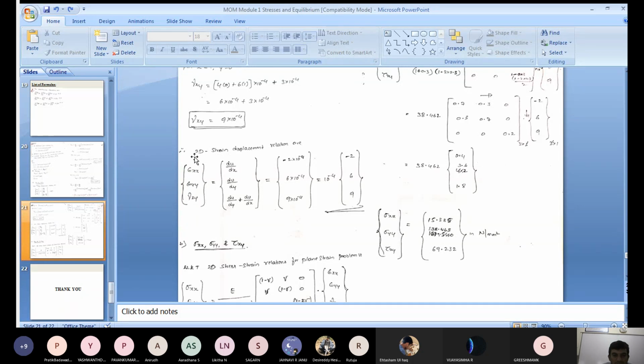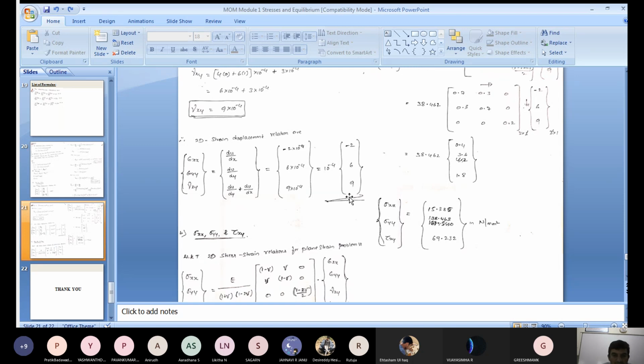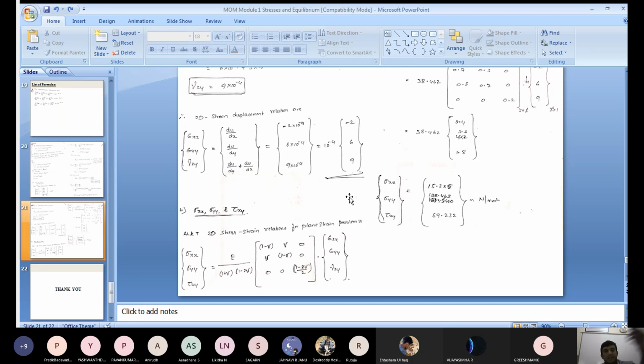A matrix you can represent in square brackets, while a vector is represented in curly brackets. Remember that. Then du by dx, dv by dy, du by dy plus dv by dx, that is equal to whatever value we got. Take that value, and 10 to the minus 4 is common, so take it outside: minus 2, 6, 9. Am I right? Right, that is in terms of vectors, the strain vector.